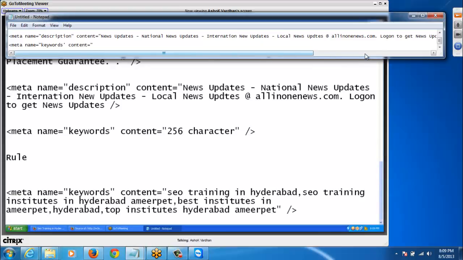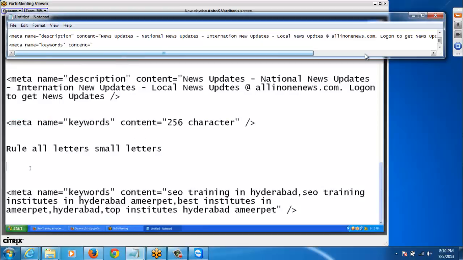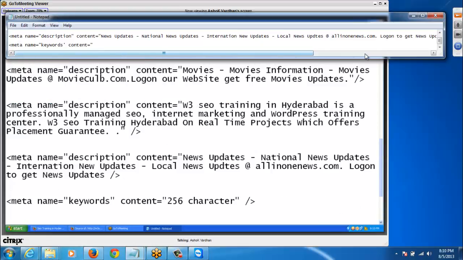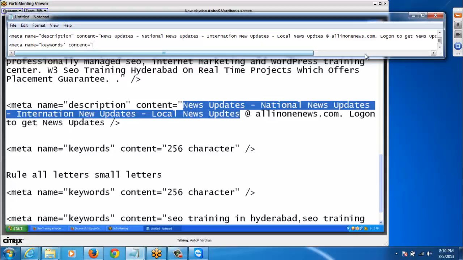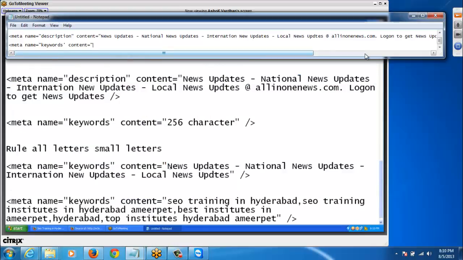So the rule is all letters are small letters. All keywords are small words. Don't give space between word to word. Okay. For example, here we have taken these keywords. Okay. Here the rule is all should be small letters. Don't give any space between keyword to keyword. Give comma only. Separate with comma.